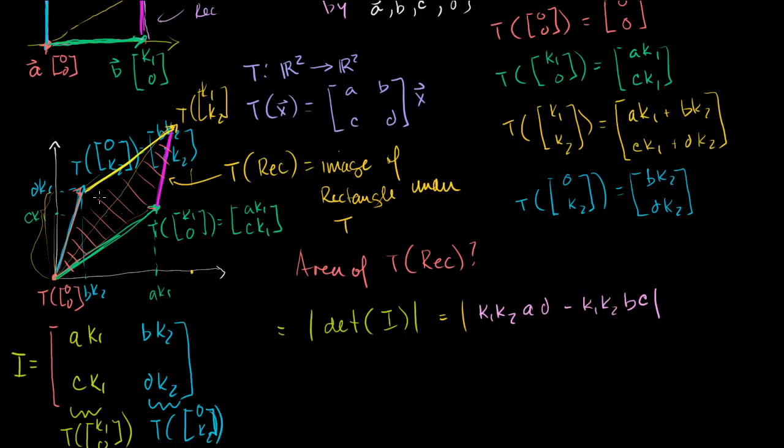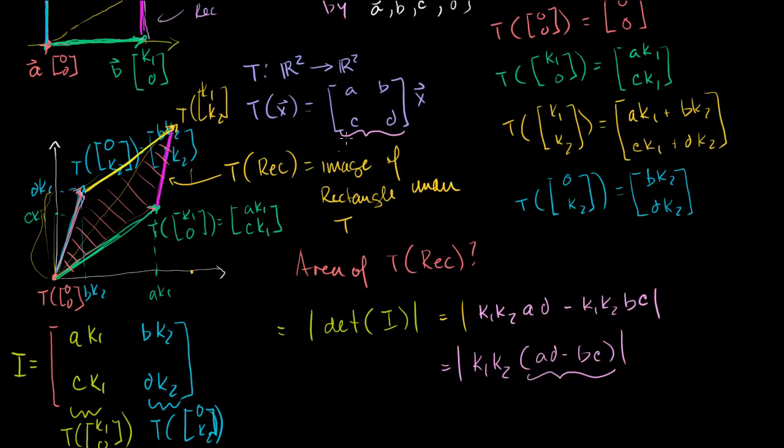But all I'm saying is, look, if we want to figure out this parallelogram, this is the parallelogram generated by that vector and that vector. And if we say that those two guys are the column vectors of some matrix right there, we saw in the last video that the area of this parallelogram is equal to the absolute value of the determinant of this matrix. Now, what is this equal to? We can factor out a K1, K2. So it's the absolute value of K1, K2 times AD minus BC. Now, what is this equal to? Well, AD minus BC is the determinant of our transformation matrix.